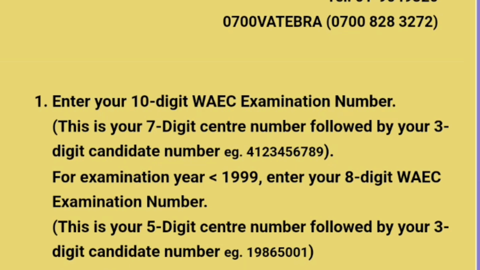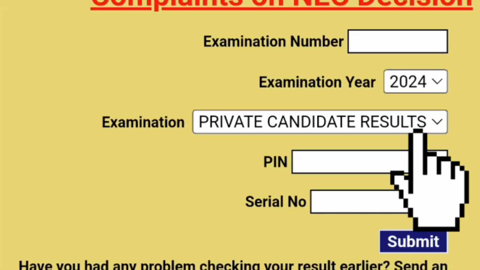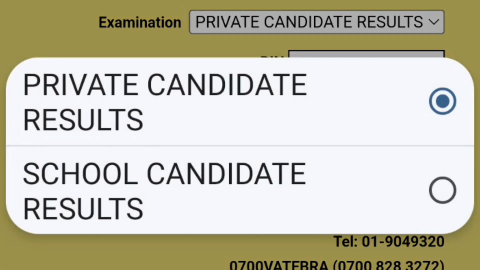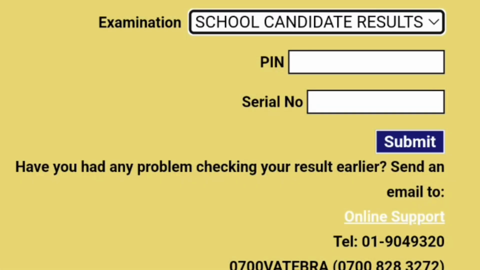For example, you enter your 10-digit WAEC examination number. So that's how to do that. And the exam year is 2024. It is there already. But for examination type, you have to change it. You have to click on it. As I click, it will bring out private candidate and school candidate. So you have to go to school candidate. So you press school candidate.